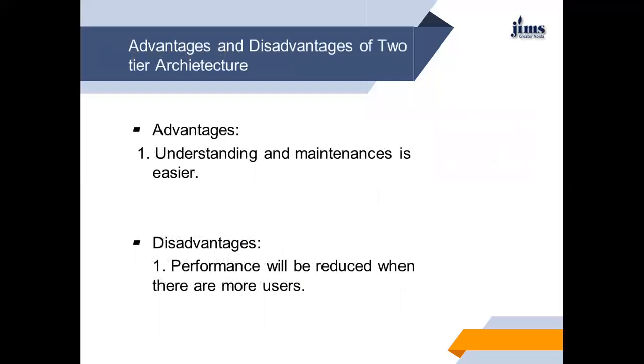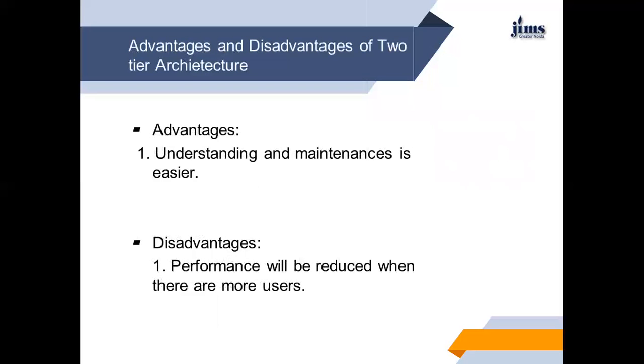What are the advantages and disadvantages of two-tier architecture? An advantage of two-tier architecture is that understanding and maintenance are easier. The maintenance is easy since no more layers are there. Disadvantage: performance will be reduced when there are more users.